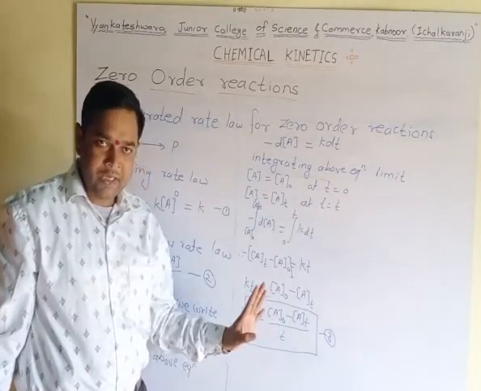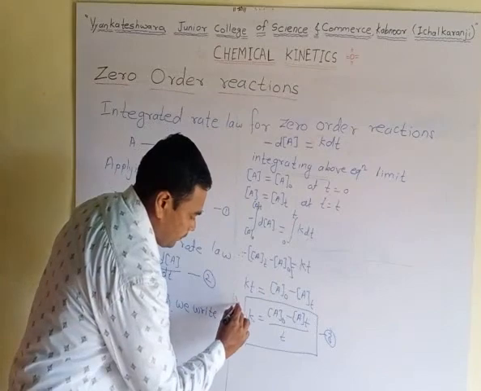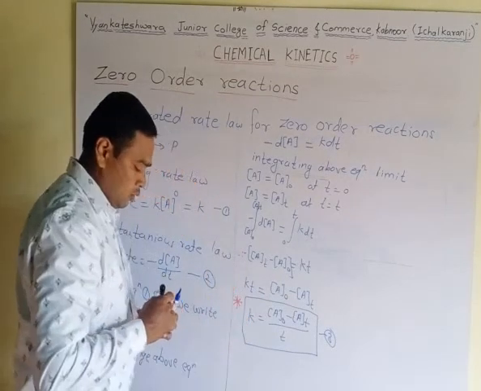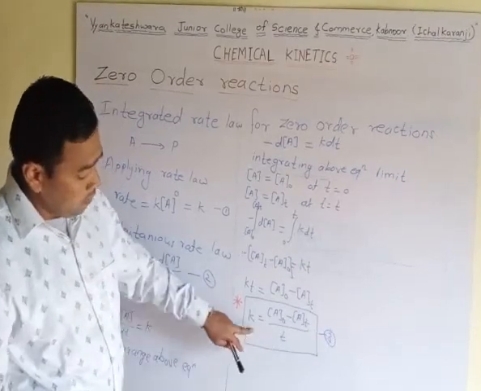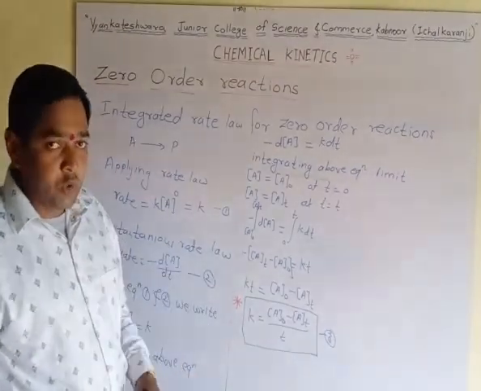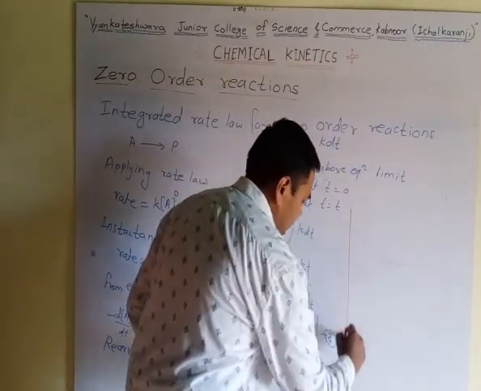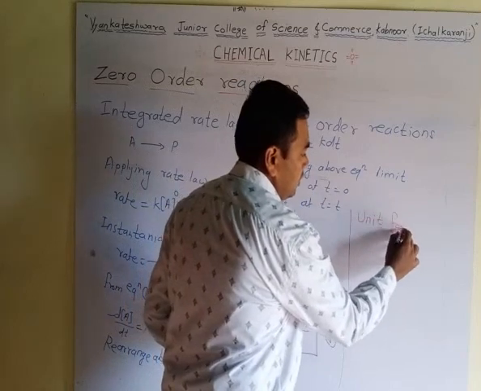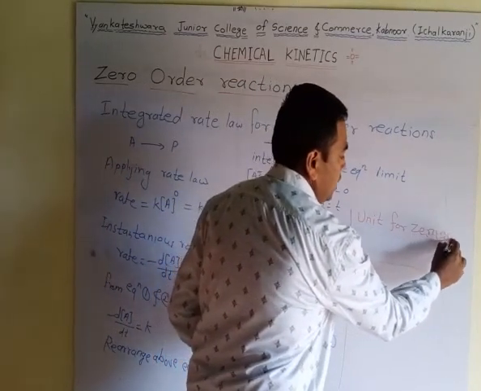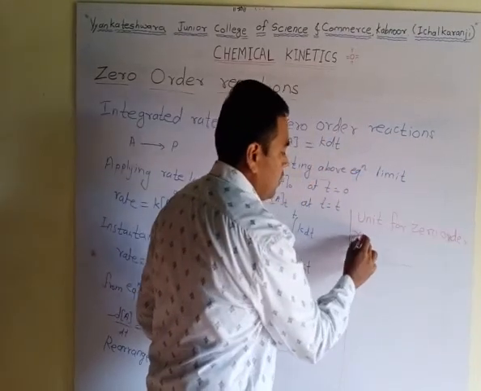This equation gives the integrated rate law for zero order reaction. On this equation, a 2 marks problem is asked in the HSC board examination. From this equation, we can write the unit for the zero order rate constant.